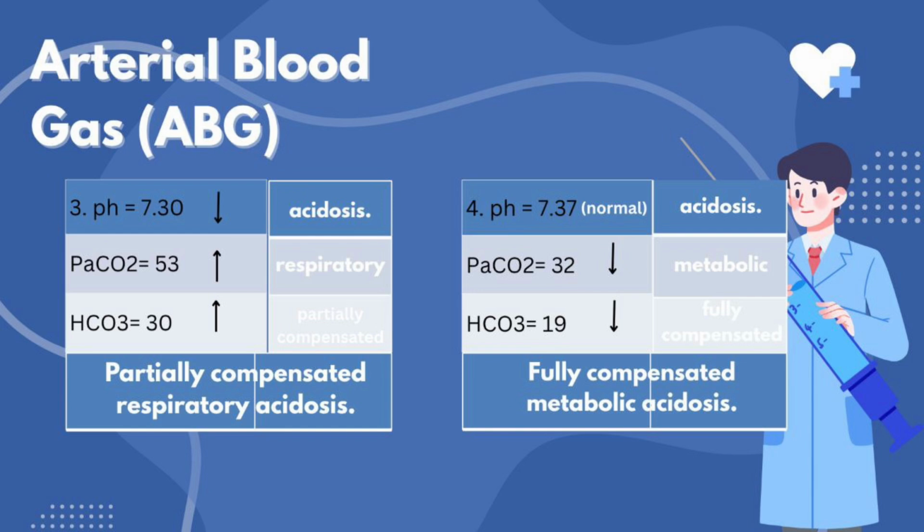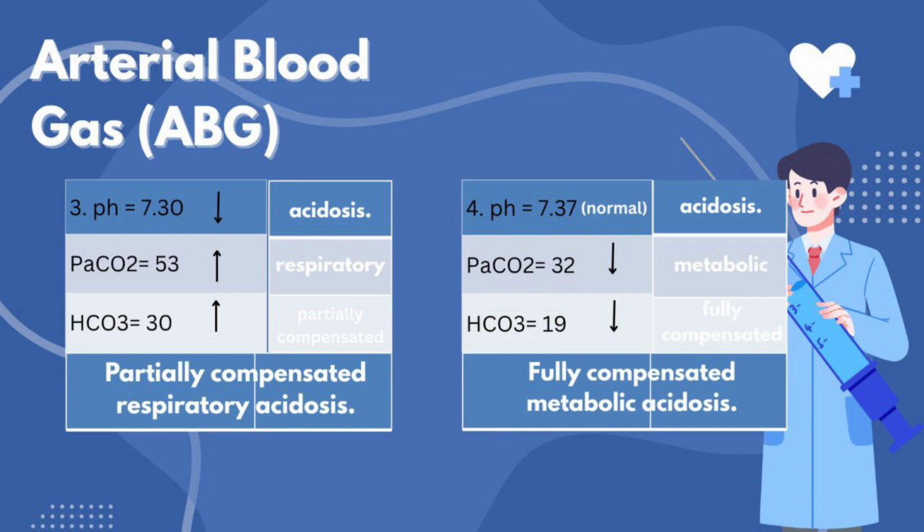Let's proceed to the last compensation example, number 4. pH value is 7.37, partial pressure of carbon dioxide is 32, and the bicarbonate is equal to 19. So step 1 is to check the pH. 7.37 is within 7.35 to 7.45, which means normal. But notice it is closer to the acidic side.